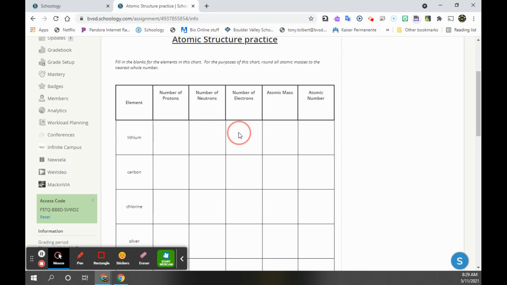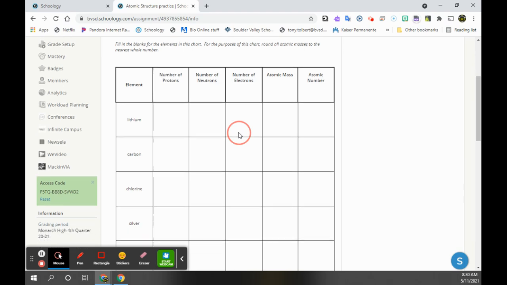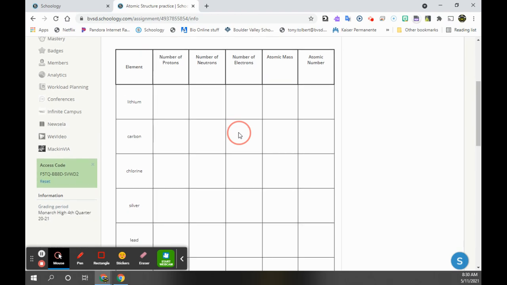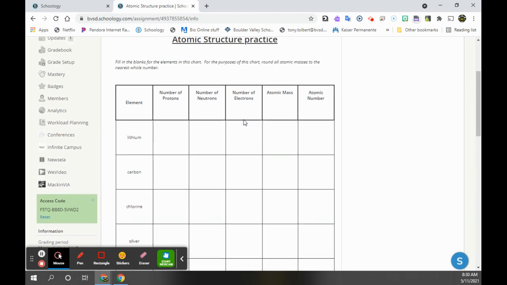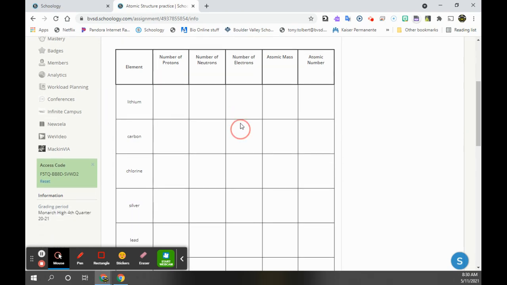If it's electrically balanced, it would be the same as the number of electrons. So if it's got 3 protons, it'll have 3 electrons. And then the mass number that we used in order to discover how many neutrons it has was 6.9, but I'm going to move that up to 7. And of course, the atomic number being 3.